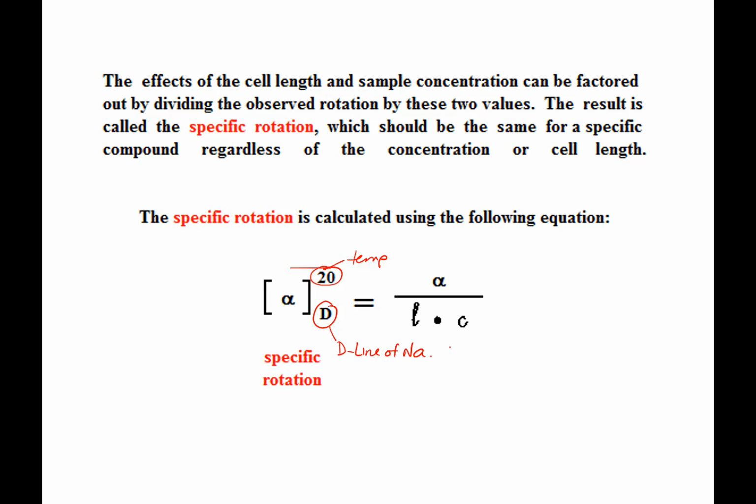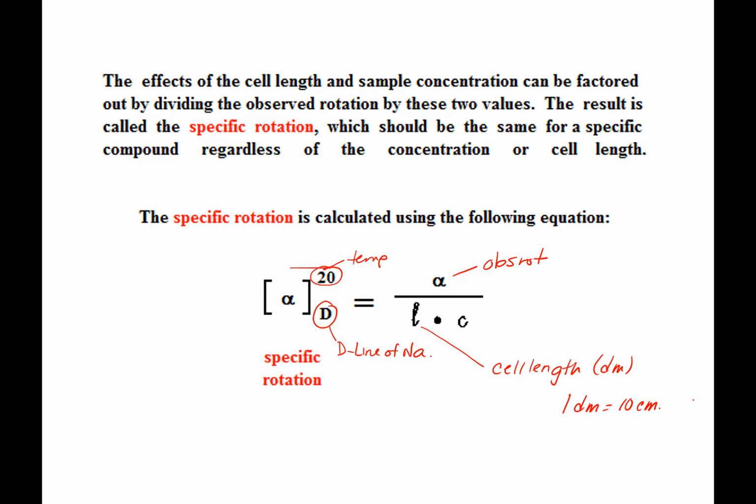It used to be in the old days, when you had electric street lamps, but a lot of those are being replaced with LEDs now. It used to be that they used a sodium vapor lamp. And so it's kind of an orange color, this D line. So basically the specific rotation is equal to our observed rotation divided by L, which is the cell length. And the cell length is typically measured in decimeters. And so 1 decimeter equals 10 centimeters.